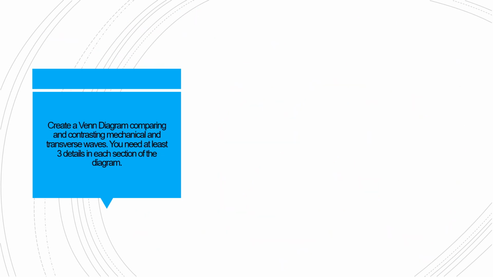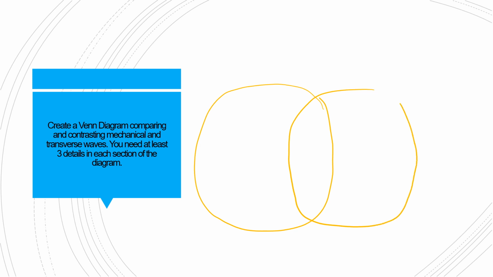Create a Venn diagram comparing and contrasting mechanical and transverse waves. You need at least 3 in each section of your Venn diagram. So as you guys have completed this, I know that mine might not look exactly like yours, and that's fine. I encourage that. But let's just look at some things we could say. Oh, this is wrong. This question should actually be electromagnetic. You go ahead and change that. All right. Sorry about that.